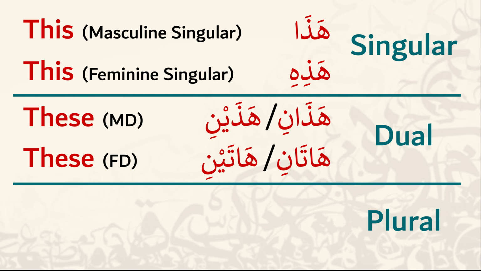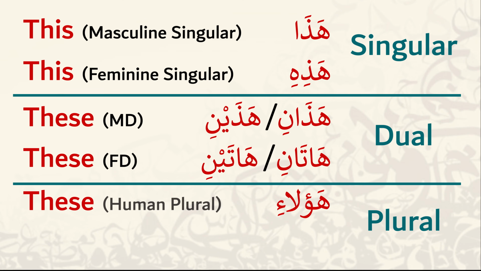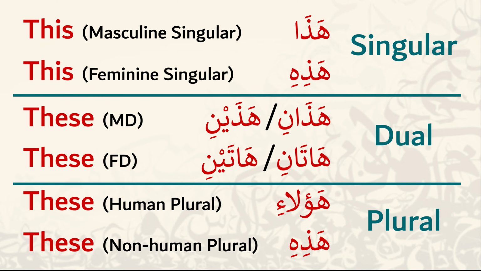And lastly, we have هؤلاء, which is used for both plurals, masculine or feminine. But this one is used only for human plurals. For non-human plurals, we use هذه, which is used also for feminine singular.